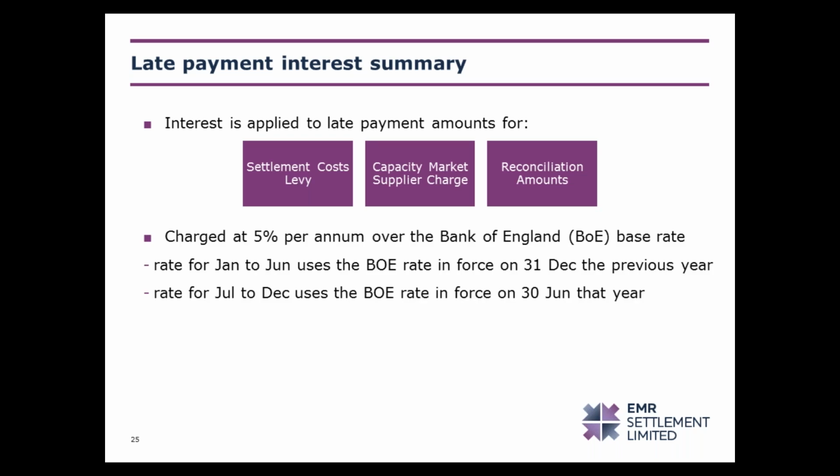That's charged at 5% per annum over the Bank of England base rate, which we're aware is quite low at the moment, so that would be around 5.25%, I believe. It all depends on the rate they have at the time. The rate for January to June will use the Bank of England rate in force on the 31st of December the previous year. Then, if they update it, the rate for July to December will use the rate in force on the 30th of June. And just to note, any interest accrued on the settlement cost levy in the year will be refunded to suppliers, obviously the suppliers who are due it, not those who caused it.